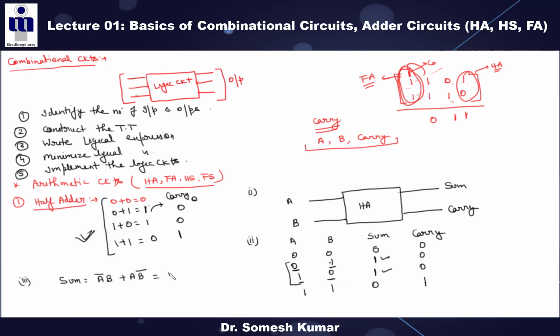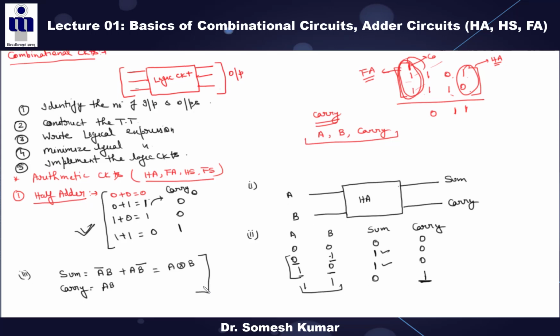And what is this? This is nothing but the XOR gate, right? And further it can't be minimized, right? So the next step is also completed here. What is carry? Carry is this, right? So this is your carry, and carry is A B, right? So these are your logical expressions for the half adder, and these cannot be further minimized, right?